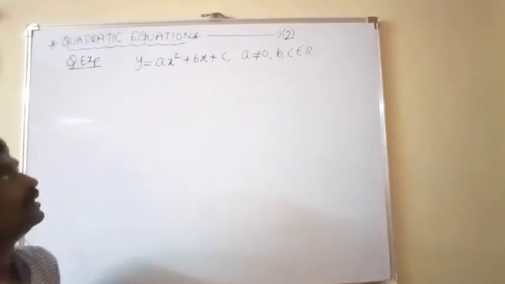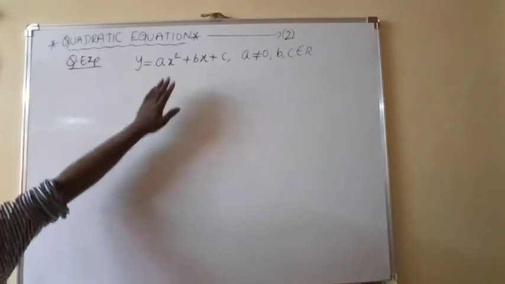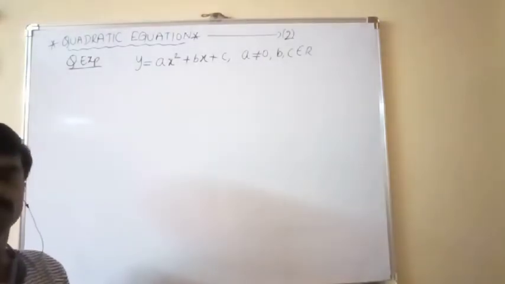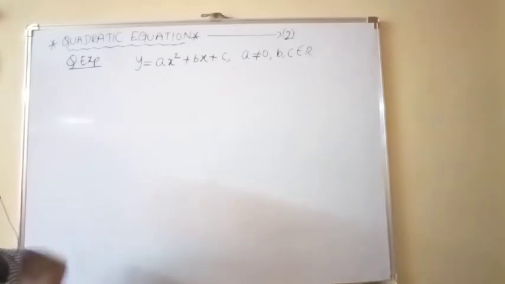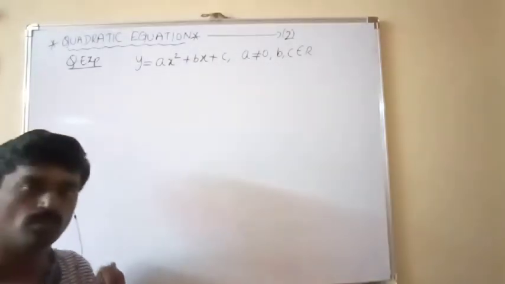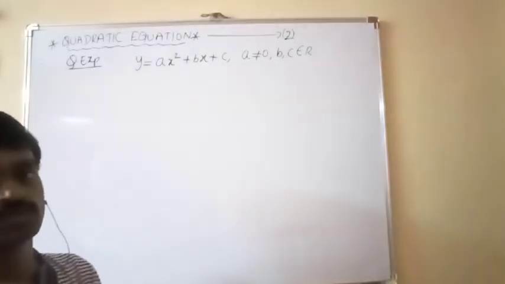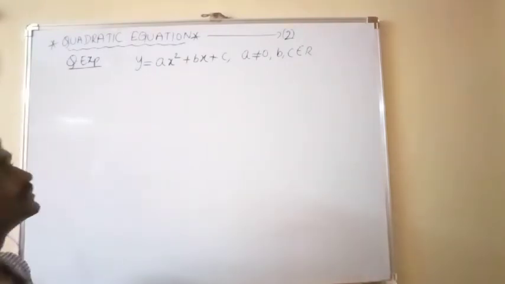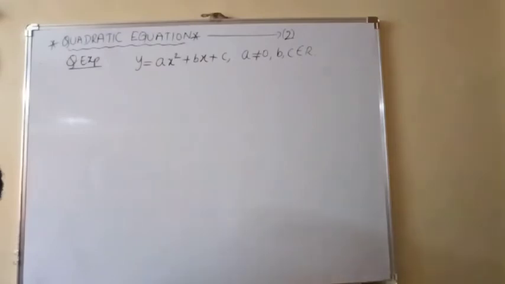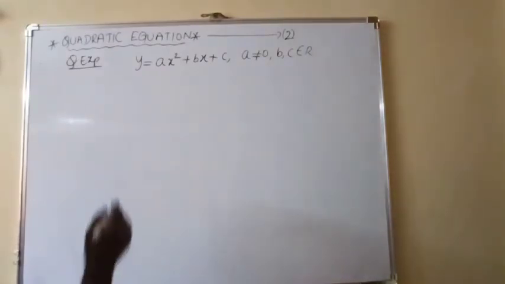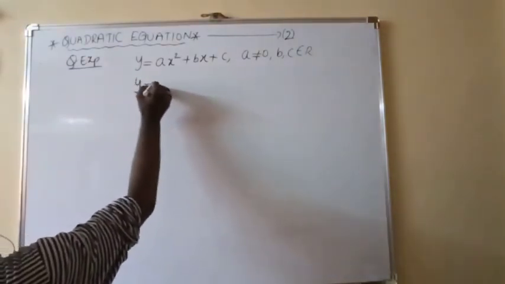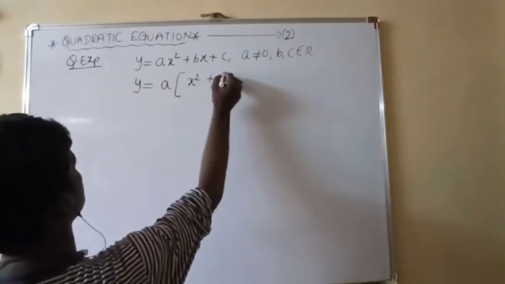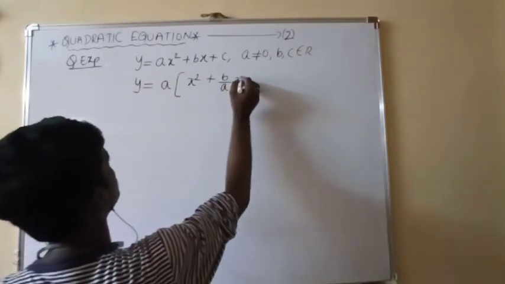Okay. So here this is a quadratic expression. That means what is its degree? 2. That means it has how many roots? 2 roots. They may be both imaginary, both real, or both real and equal. Now here, taking a common, what I will get? x square plus b by a into x plus c by a.